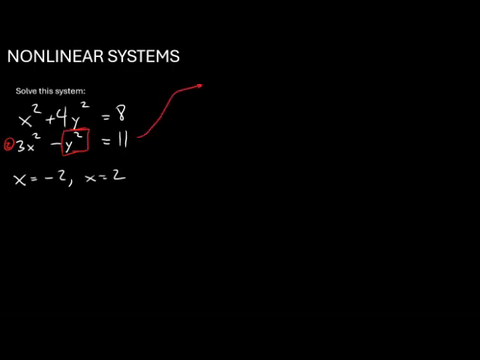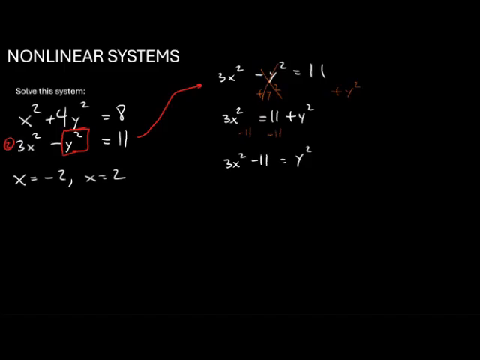I'll begin by rewriting this equation and say 3x squared minus y squared equals 11. Now I'm going to add y squared to both sides, and this will cancel out the y squared on the left. This gives me 3x squared equals 11 plus y squared. But then I'm going to subtract 11 from both sides. Now that gives me y squared by itself and 3x squared minus 11 on the left. With this new equation for y squared, I will now substitute my x into this 3x squared minus 11.